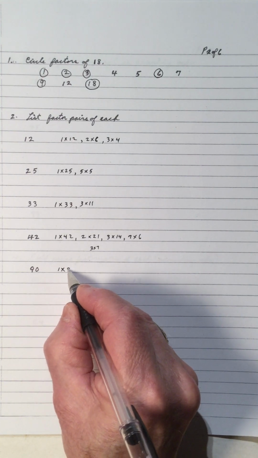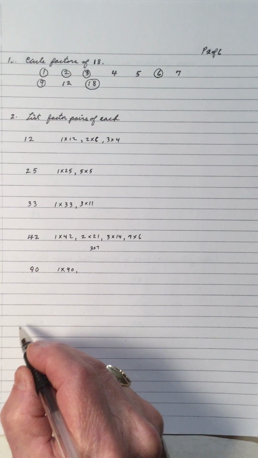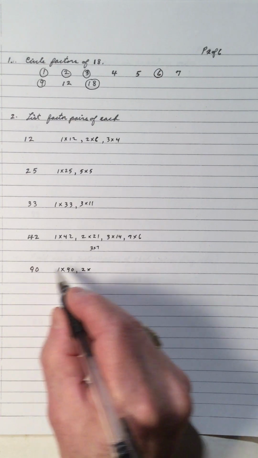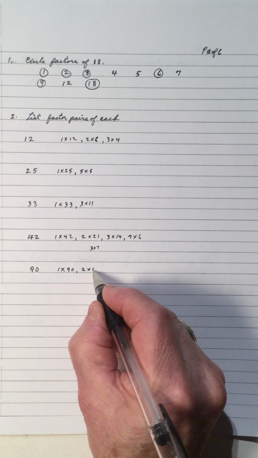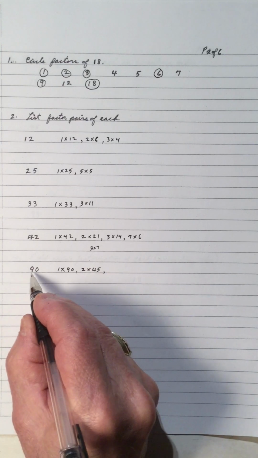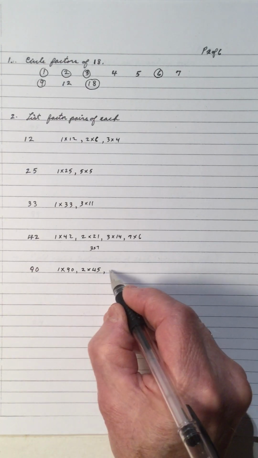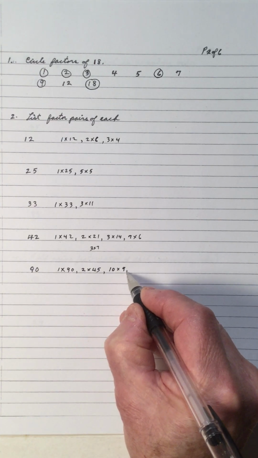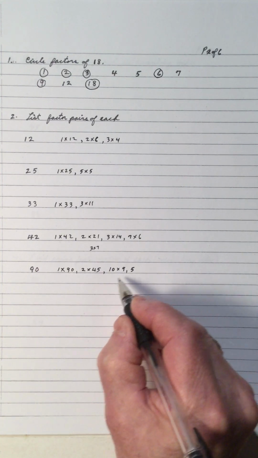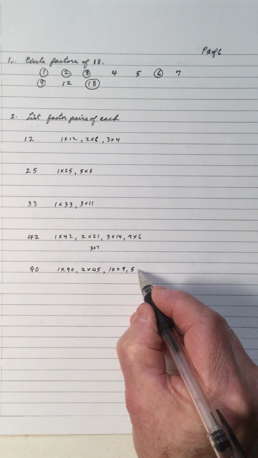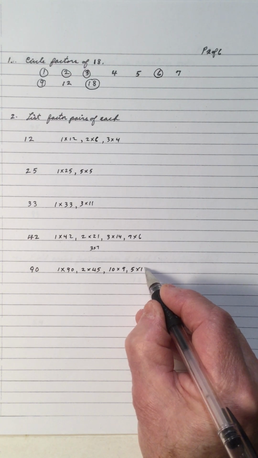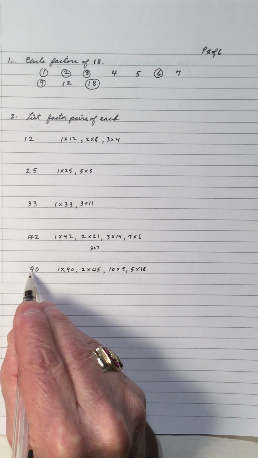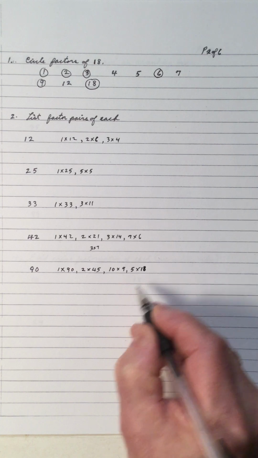90 has a 1 and a 90, the first pair. And I see it's even because it ends in 0. So 2 into 90 goes 45. Also, I see another one. I see a 10 because it ends in a 0. So 10 into 90 goes 9. It ends in a 0, so I see a 5. So 5 into 90 goes 18.